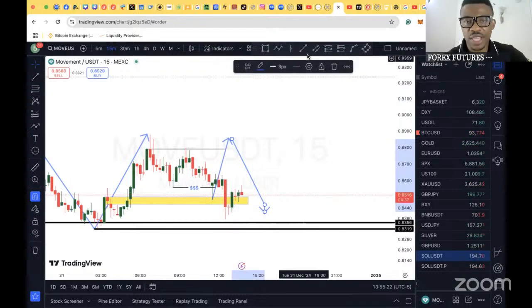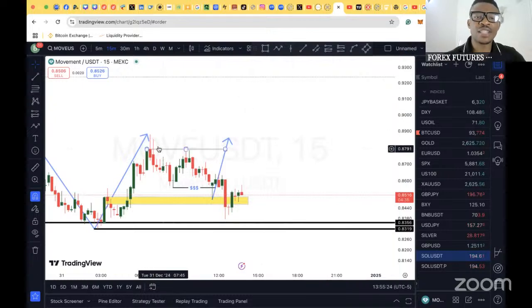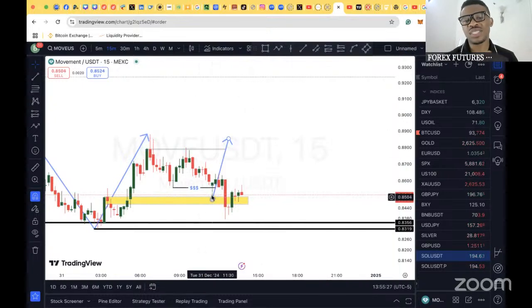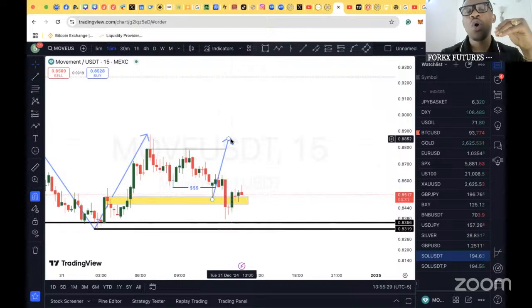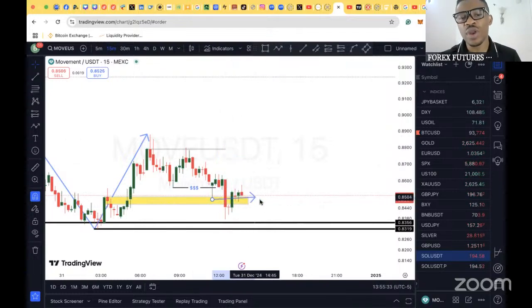So what am I trying to say? I'm trying to say that if price pulls back and price successfully goes up and closes above, we no longer expect the price to come down below this zone anymore.